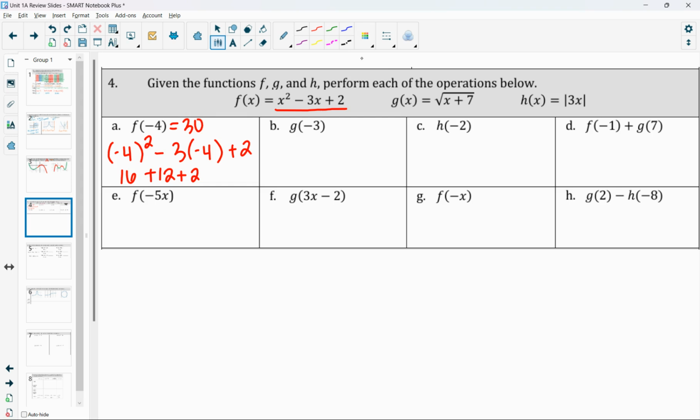Then this next one asks us to plug into the g function. So I'm going to take the g function, and where I see an x, I'm going to put a parenthesis because now we're going to change it from an x input to something else. So now we're plugging in a -3. And so we can just combine these insides. So -3 plus 7 is 4, and then the square root of 4 is 2.